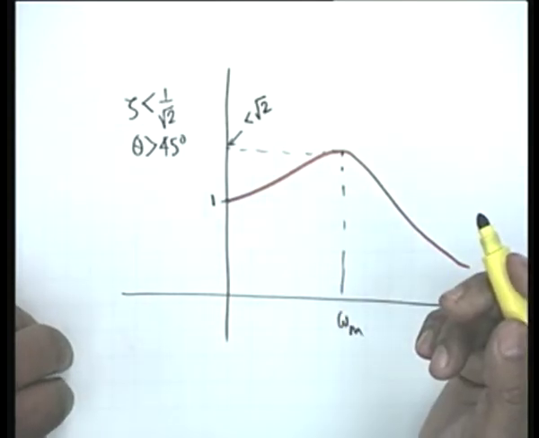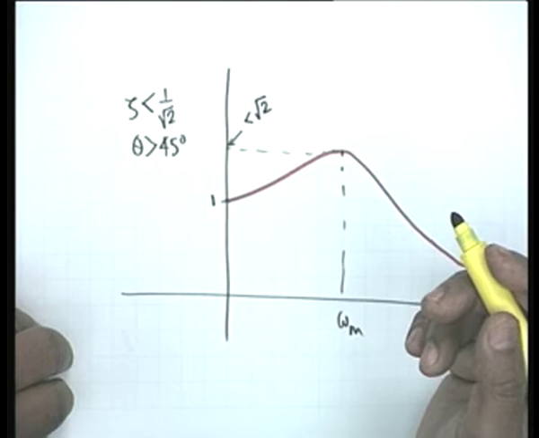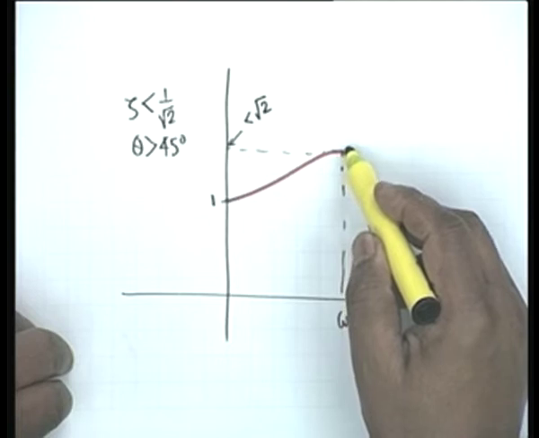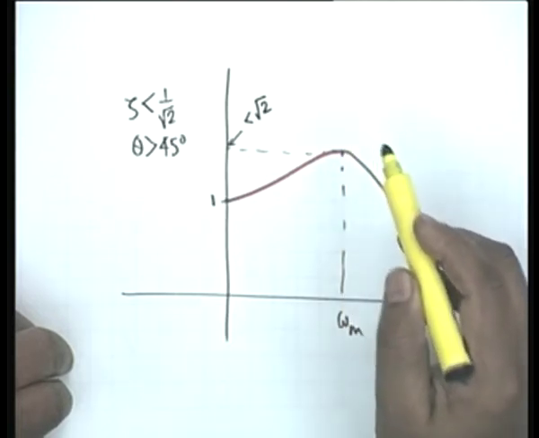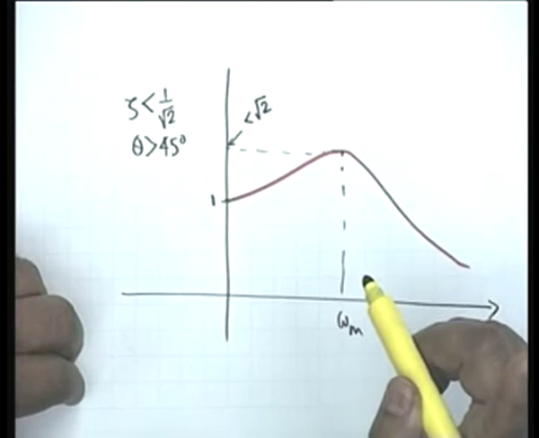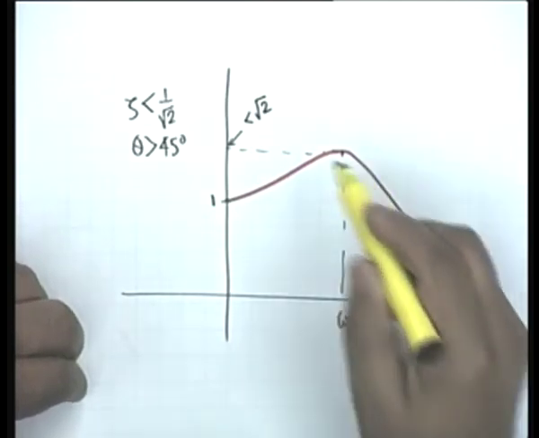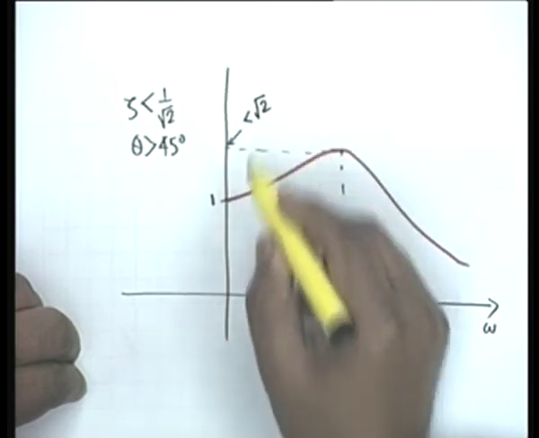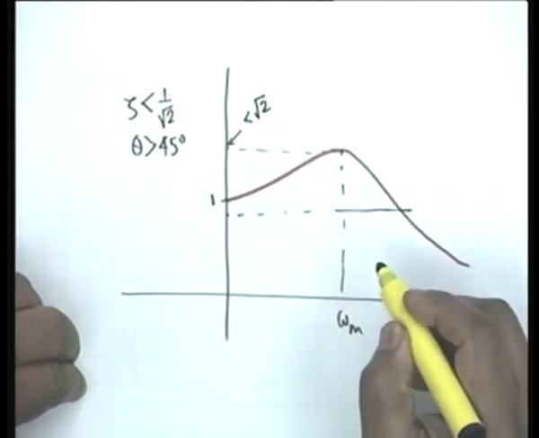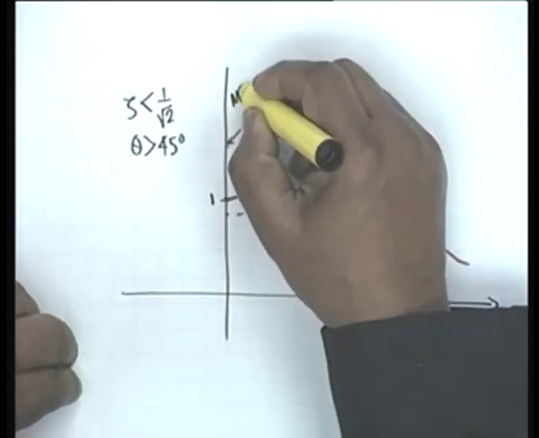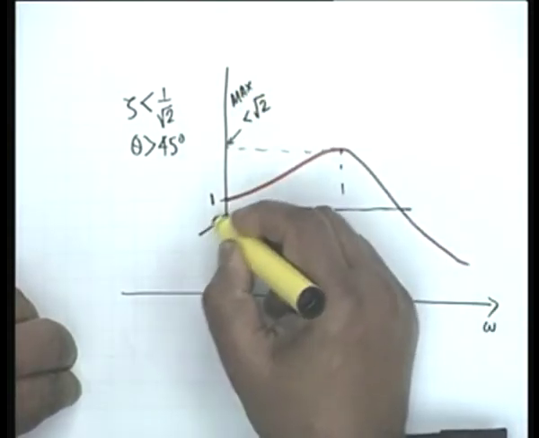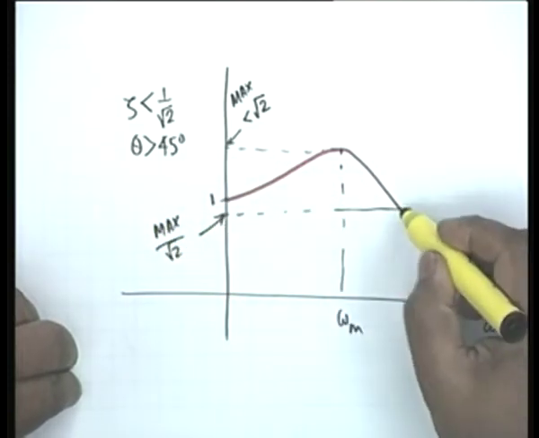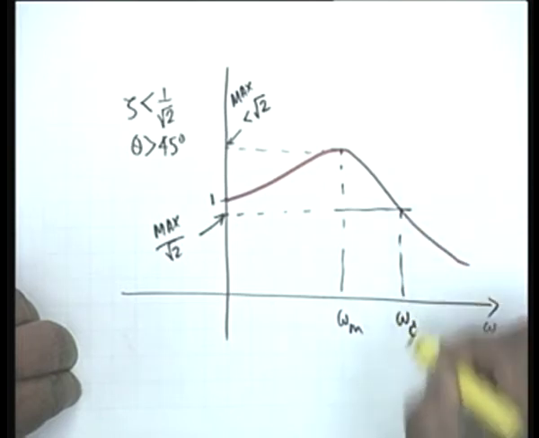All right, then obviously 70.7% down from this value shall occur only at one frequency. If this is less than 1 by root 2, then 1 by root 2 times this will be somewhere here. Let us call it max, max less than 1 by root 2, and this is max by root 2, which shall occur only at one frequency, and this is omega c.